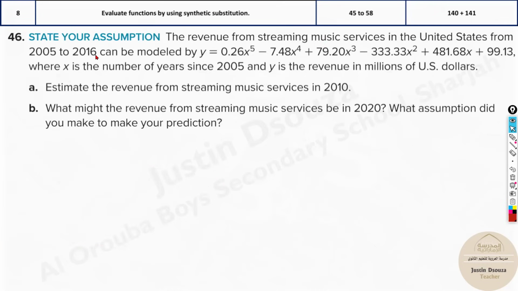We have a real world problem. State your assumption. The revenue from streaming music services in the United States from 2011 to 2016 can be modeled in this equation here.